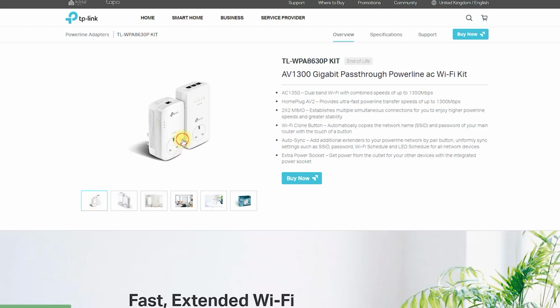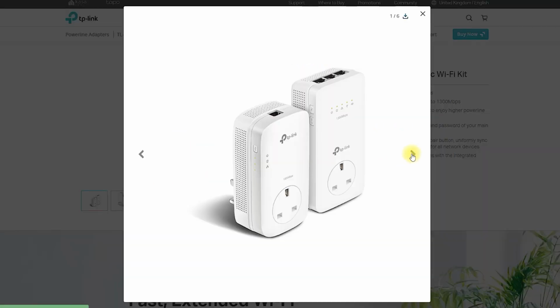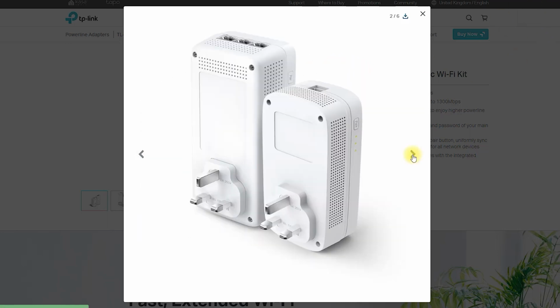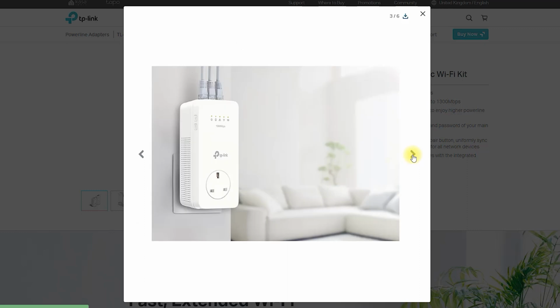The TP-Link TL-WPA8630P KIT AV 1300 Gigabit Passthrough Powerline AC Wi-Fi Kit is an innovative networking solution that enables you to extend your Wi-Fi coverage using your home's existing electrical wiring. In this report, we will discuss the availability, features, performance, price, and coverage of this product.